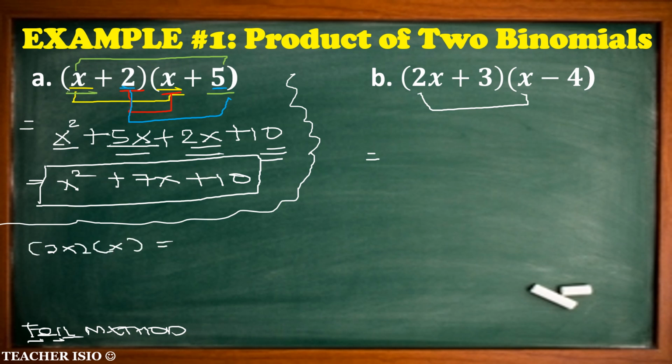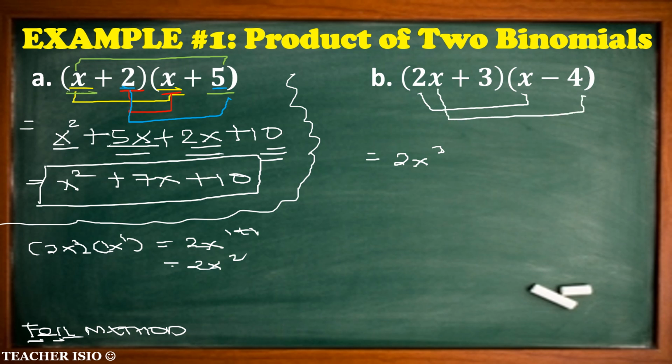so di ba, we have invisible 1 dyan. So just simply 2. And then x, we have raised to 1, raised to 1. Therefore, we have 1 plus 1. So we have 2x squared. So we're done na dun sa first term. Let's have now the outer.